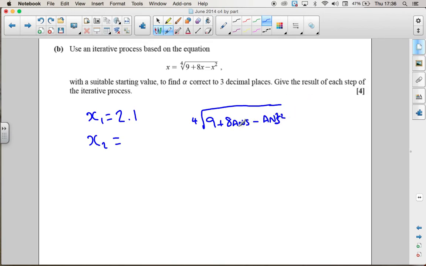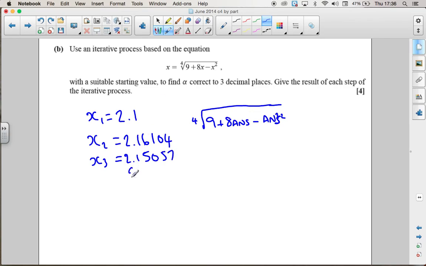My last answer on my calculator is 2.1. So when I type this in, it's going to automatically put 2.1 in. So I'm going to type that in and press equals, and when I do that I get 2.16104. I need the answer correct to 3 decimal places. So I'm going to keep pressing equals until my 3rd decimal place stops changing.